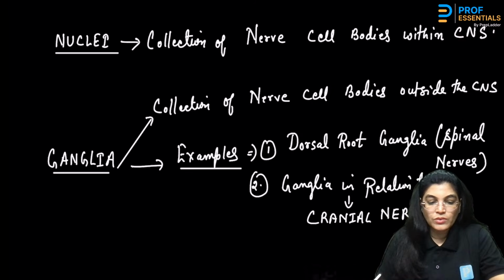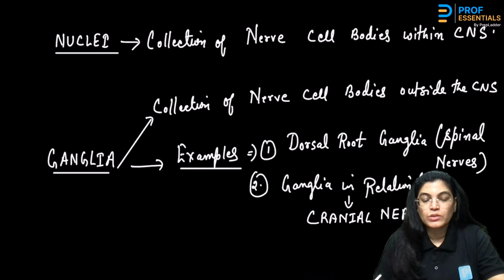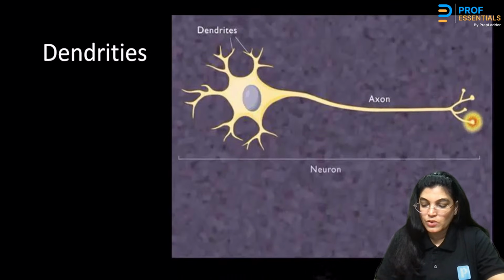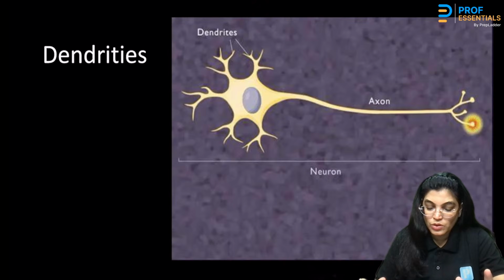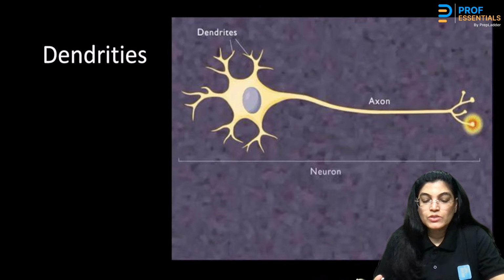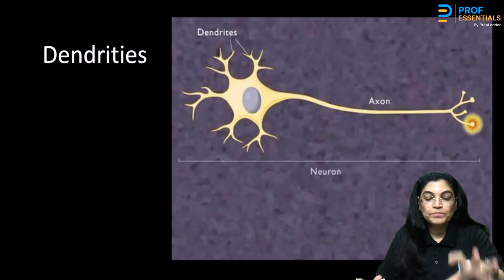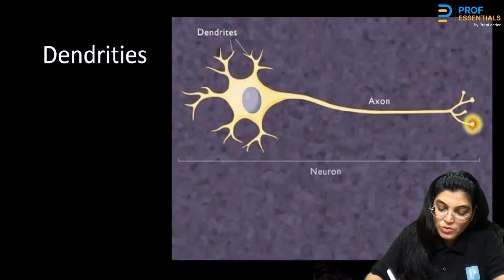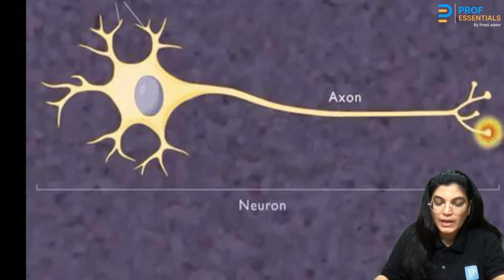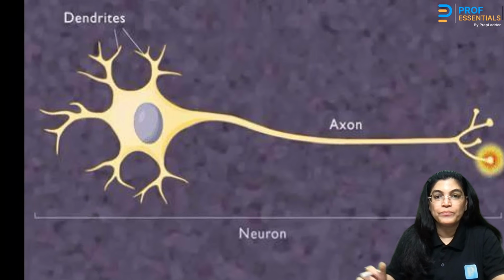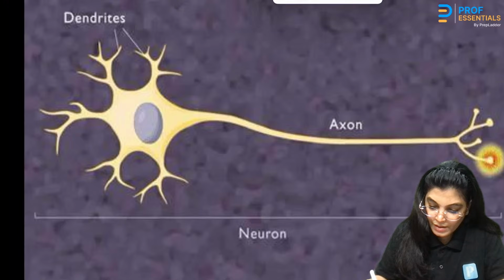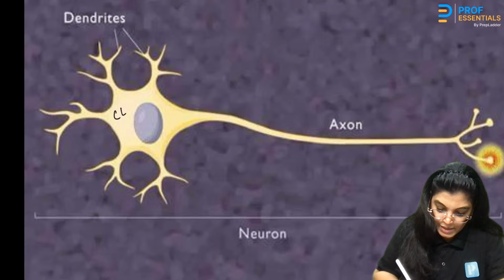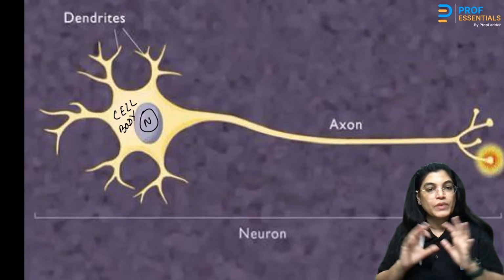Okay. Now let's talk about more. I would like to now talk about the process, that is dendrites. In this diagram, we can see the axon. We have also discussed the axon. Now we are focusing on the dendrites. We can see short multiple processes arising from the cell body. If I enlarge this image, please see this. This is the cell body containing N for nucleus, which we have discussed.